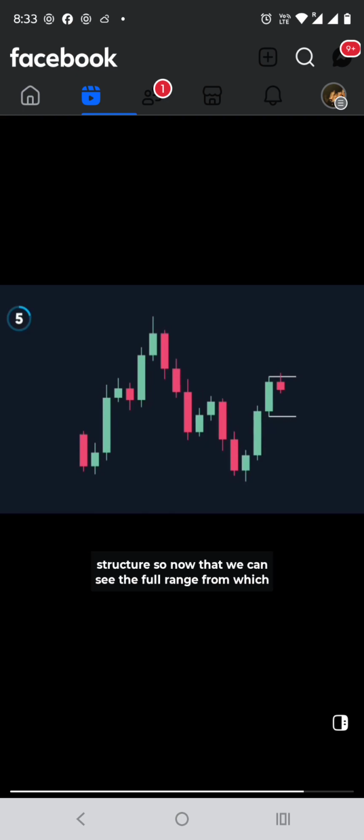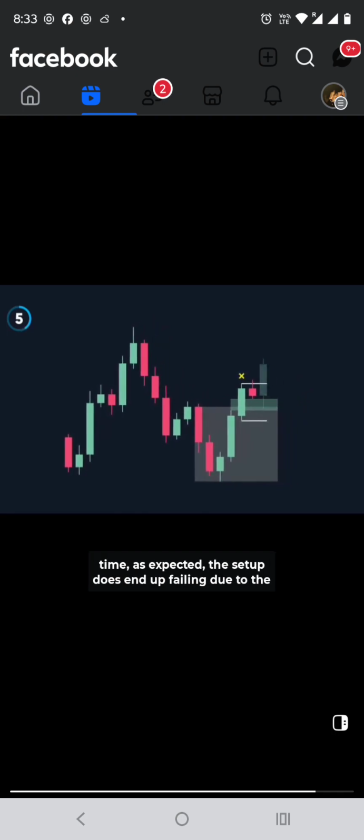So now that we can see the full range from which these candles were taken from, when we analyze further into the chart, we can actually speculate that this CRT setup is highly likely to fail, because in order for the price to push down and pass the candle range low, it would need to overpower this bullish fair value gap that also happens to be overlapping with a bullish order block. So now that we have done some further analysis, our bias should actually lean more towards being bullish, which opposes the idea behind this CRT setup. And then when we move forward in time, as expected, the setup does end up failing due to the strength of the buying power found in the bullish PD arrays.